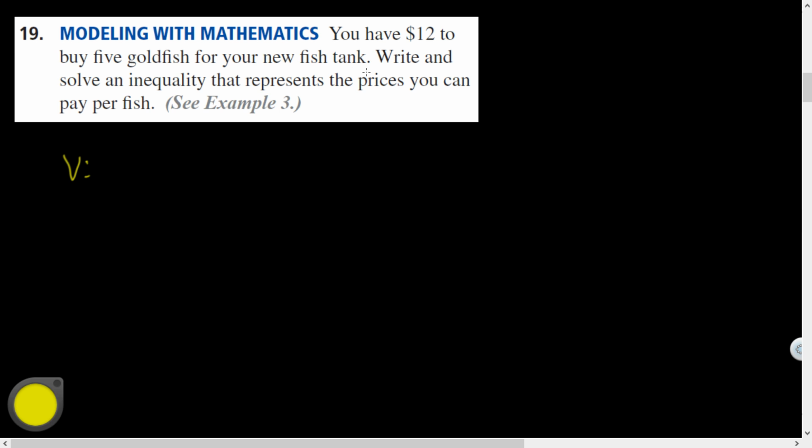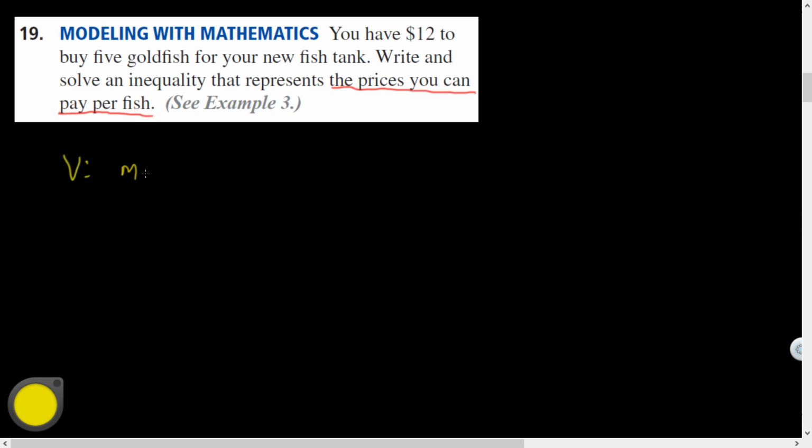So let's see. Here we go. You have $12 to buy 5 goldfish for your new fish tank. Write and solve an inequality that represents the prices you can pay per fish. That sounds like that's going to be my variable. Okay. So prices per fish. I don't know what I should call that.